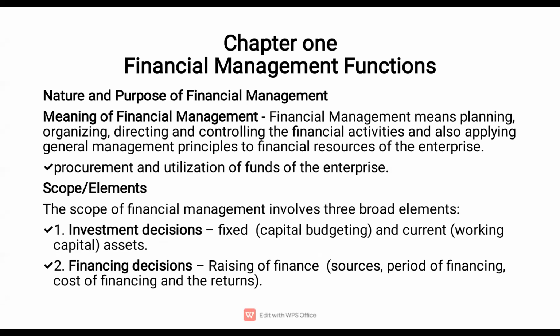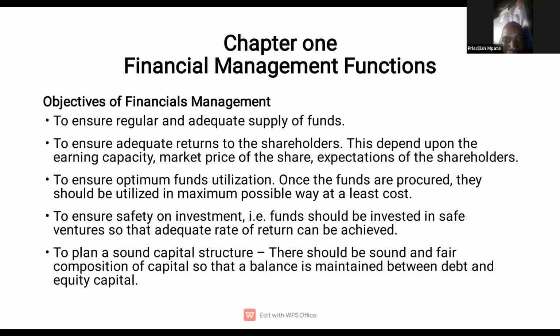So the meaning of financial management is planning, organizing, directing, and controlling the financial activities, and also applying the general management principles to financial resources of the enterprise. That is what financial management is by definition. The scope of financial management, I said already, is about investment decisions, financing decisions, dividend decisions. Now, what are some of the main objectives of financial management?